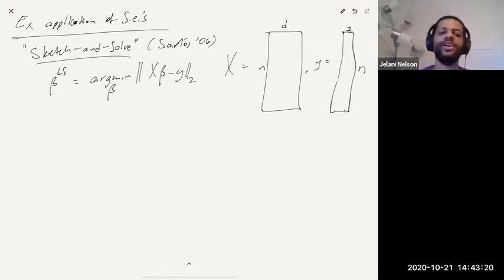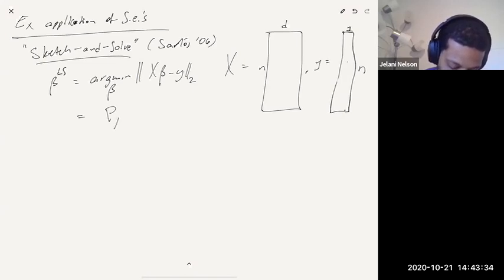You may have seen this in linear algebra, you may not have. This should be basically, let's call it, the projection matrix onto the column space of X.